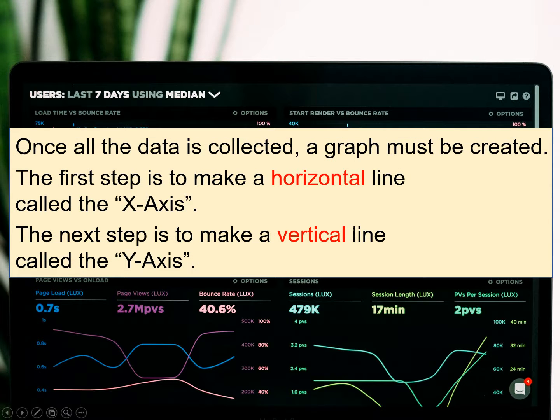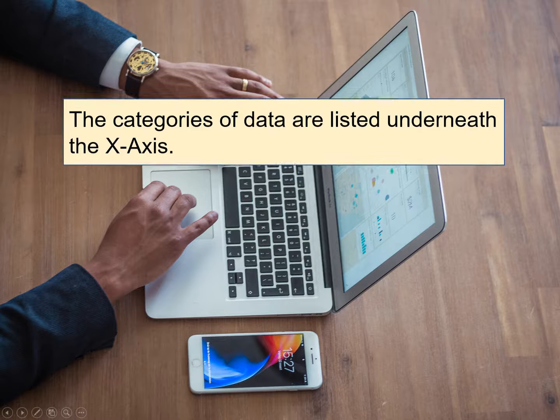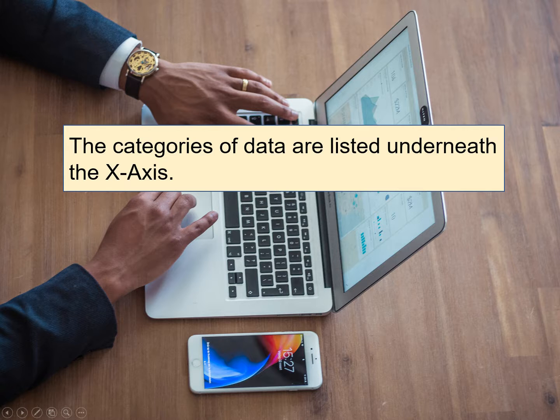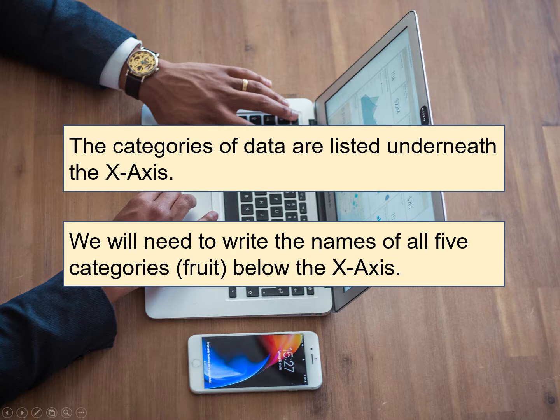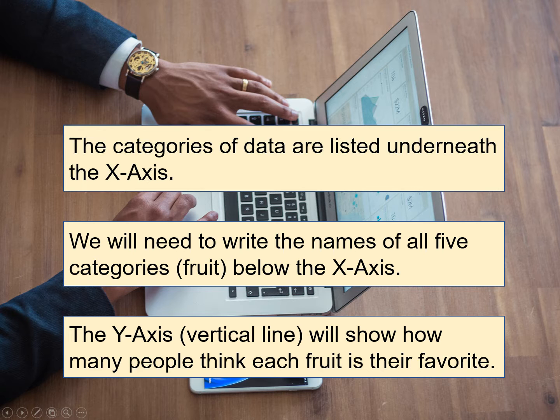Once all the data is collected, a graph must be created. The first step is to make a horizontal line called the x-axis. The next step is to make a vertical line called the y-axis. The categories of data are listed underneath the x-axis. We will need to write the names of all 5 categories, fruit, below the x-axis. The y-axis, vertical line, will show how many people think each fruit is their favorite.